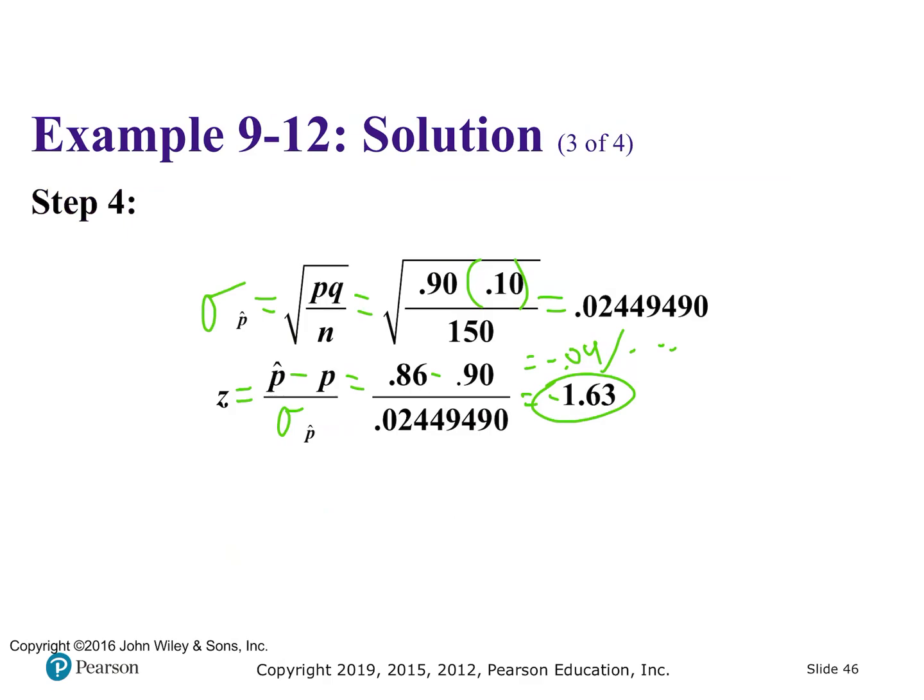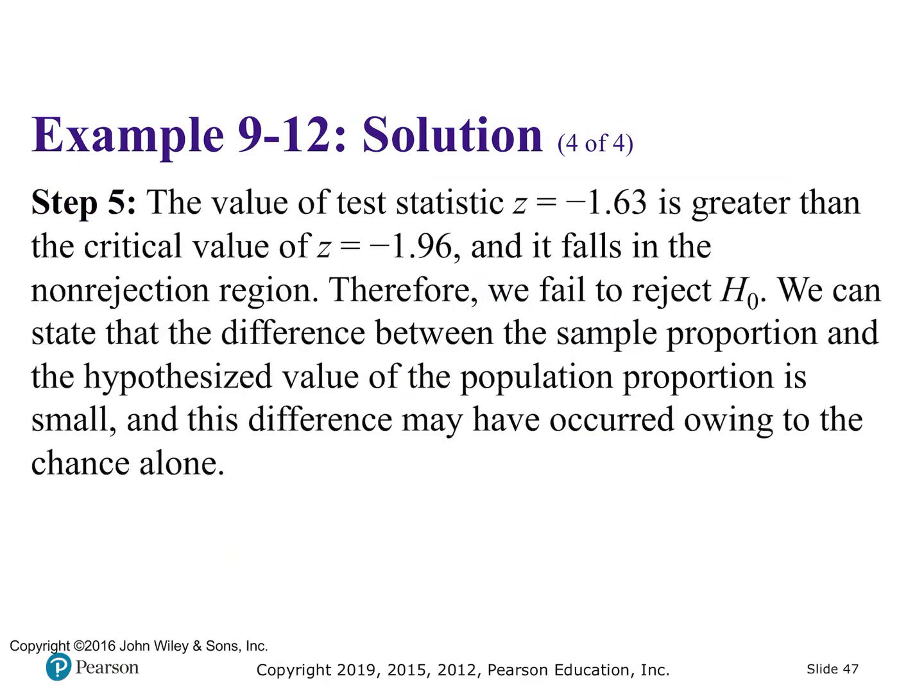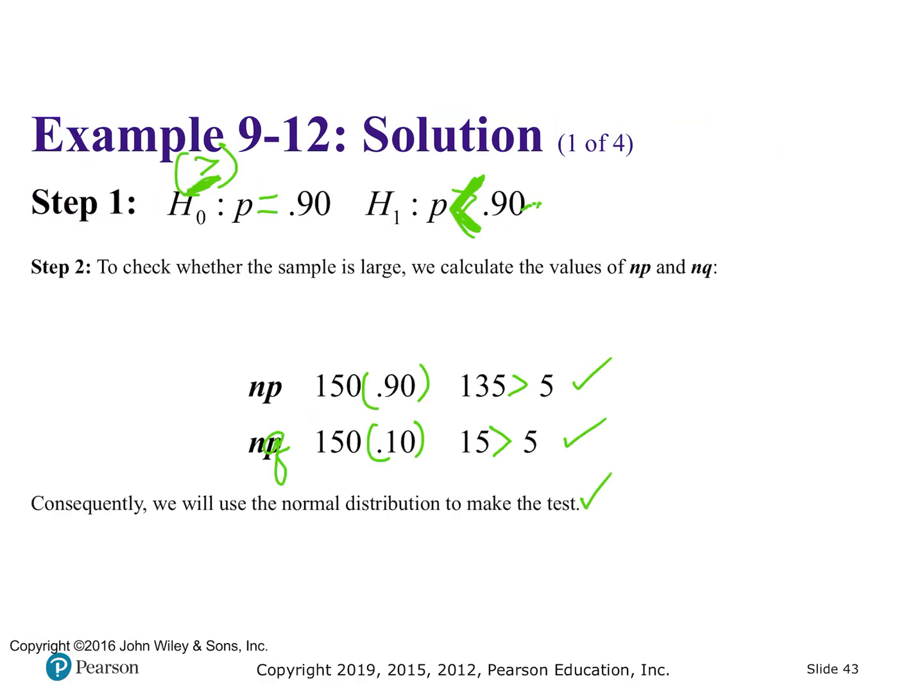Okay, so yeah, that's not that strong a value. We're in the center, and H0 is basically saying that we don't reject it, and we can say that the difference between the sample proportion and the hypothesized value of the population proportion is small. So not much happened here, and it probably happened just due to chance. Let's quickly review what H0 said. And yes, we were saying that it was at least 90% or even just equal to 90%, and there was no evidence to say there was less than 90%.